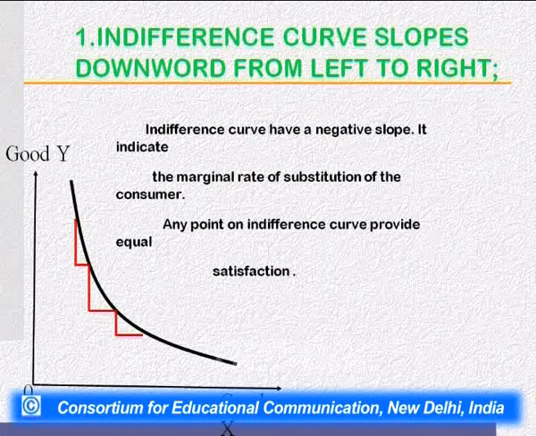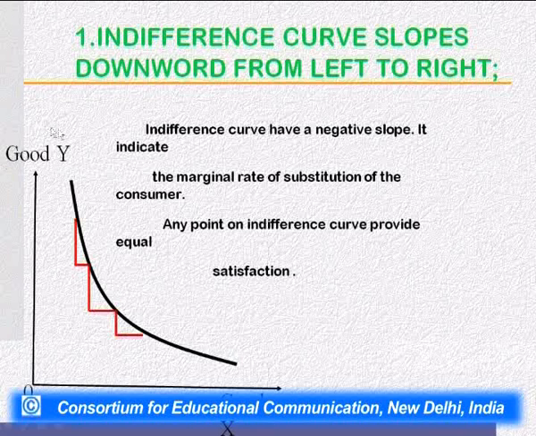If the consumer can get this combination, what we discussed in the previous slide is that if you maintain your level of satisfaction, then you have to give up some particular unit of a commodity. So if the consumer switches from this one point to this one, then the level of a particular good is reduced. When you increase the particular commodity, then you have to decrease the second commodity.